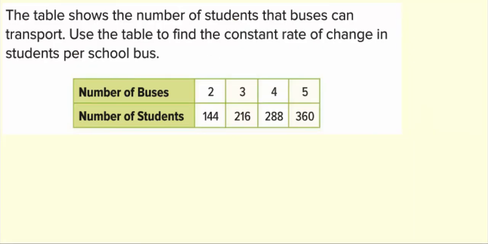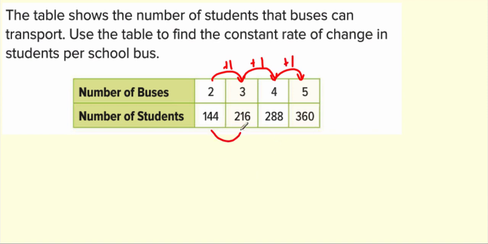So let's try this one. This one shows the number of students that buses can transport. Again, look to see how the data is changing and if it's consistent. So from here to here, it went up by 1. Then from here to here, it went up by 1. And from here to here, it went up by 1.